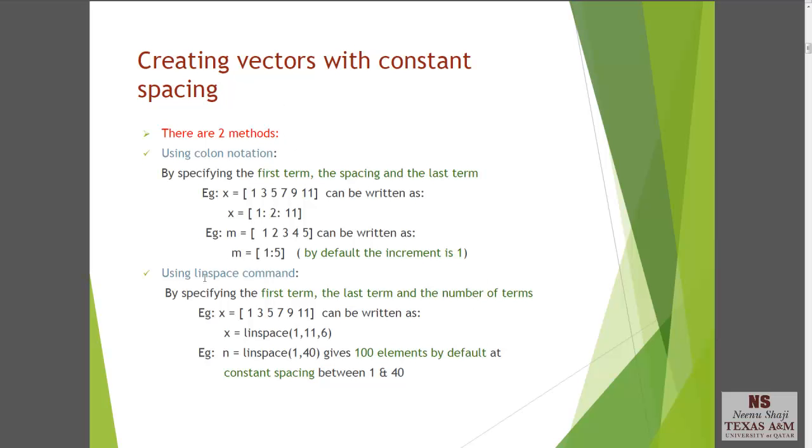The second method is using the linspace command. Here you have to specify the first term, the last term, and the number of terms. So we'll consider the same example. So x equals linspace, the first element is 1, last element is 11, and the total number of elements is 6. Now, if we do not specify the number of elements, then by default we will have 100 elements. For example, n equal linspace 1, 40 gives 100 elements by default at constant spacing between 1 and 40.